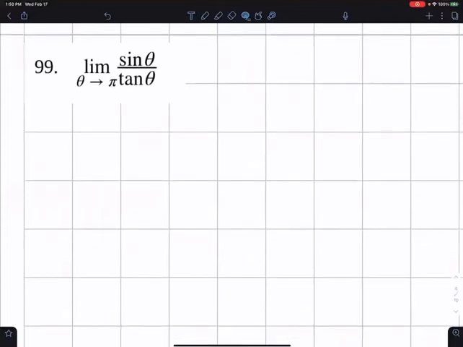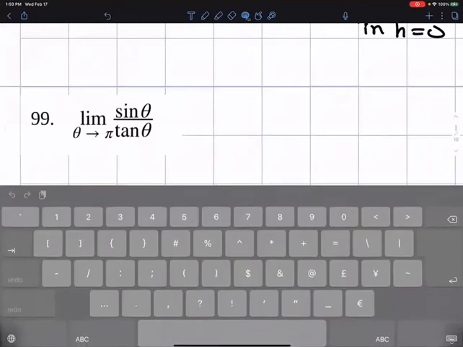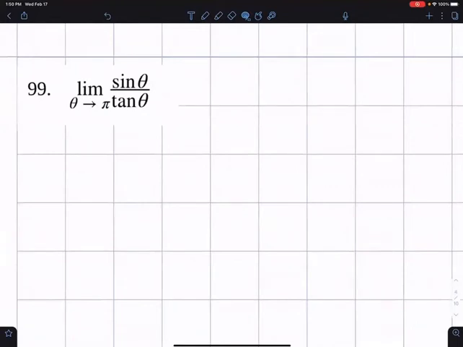Okay, we're doing a problem from OpenStax, Calculus Volume 1. And here we're going to evaluate this limit. Here we can attempt to directly substitute in theta equals pi, but we'll see that that leads to an indeterminate form.